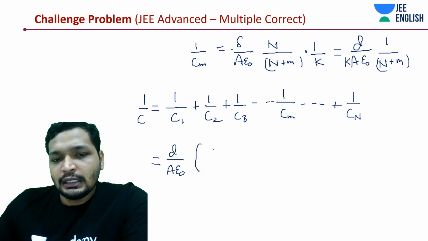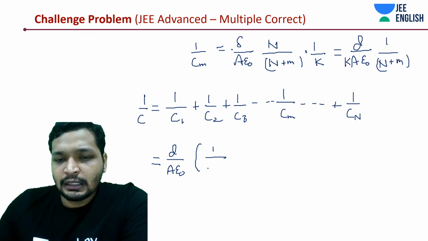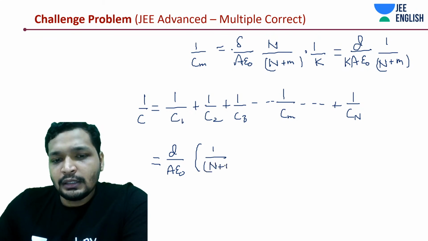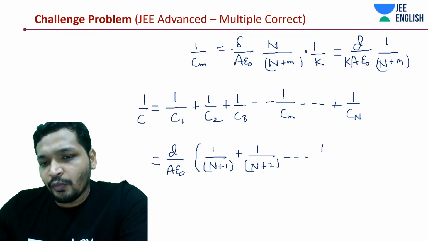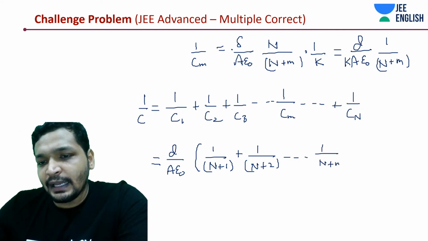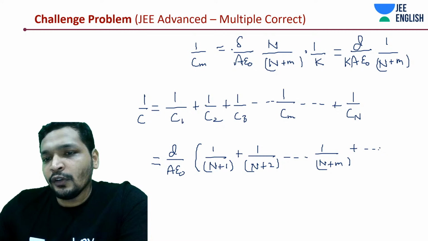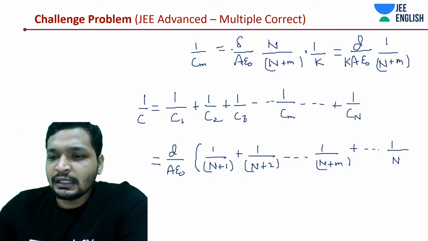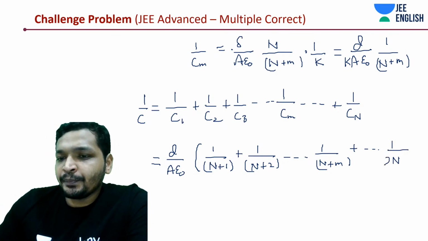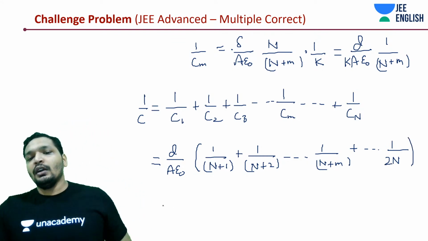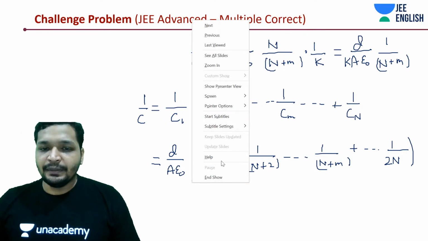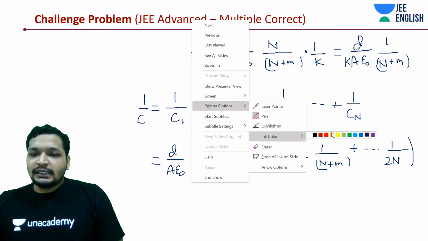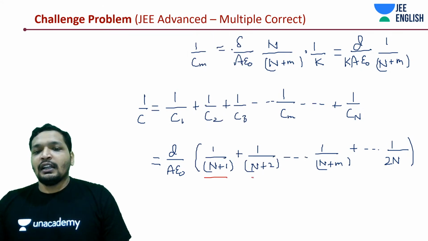This is 1 plus n plus 1 plus n plus 2, so on till 1 plus n plus m, so on till 1 plus 2n. Okay, this is a harmonic progression. This is an HP.